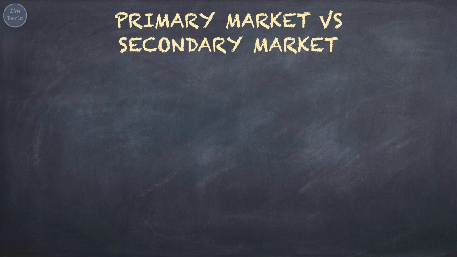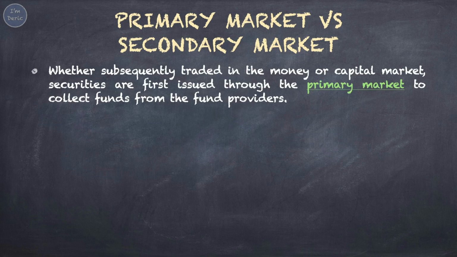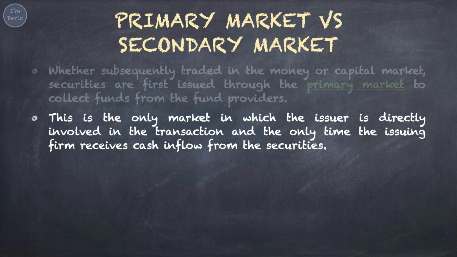Let's make a comparison between primary market and secondary market. Whether subsequently traded in the money or capital market, securities are first issued through the primary market to collect funds from the fund providers. This is the only market in which the issuer is directly involved in the transaction, and the only time the issuing firm receives cash inflow from the securities.